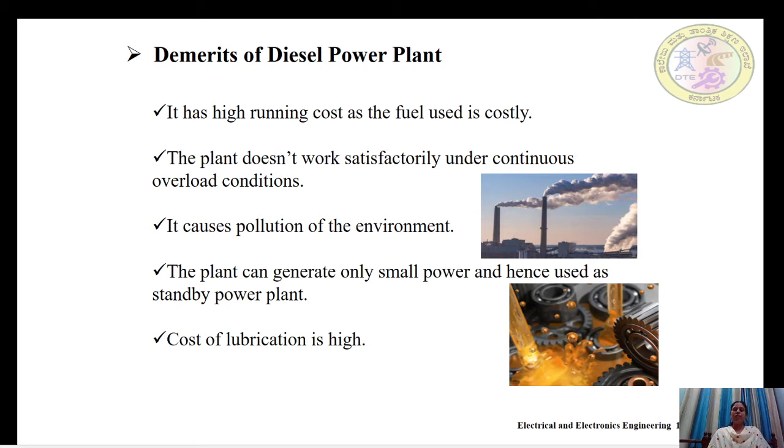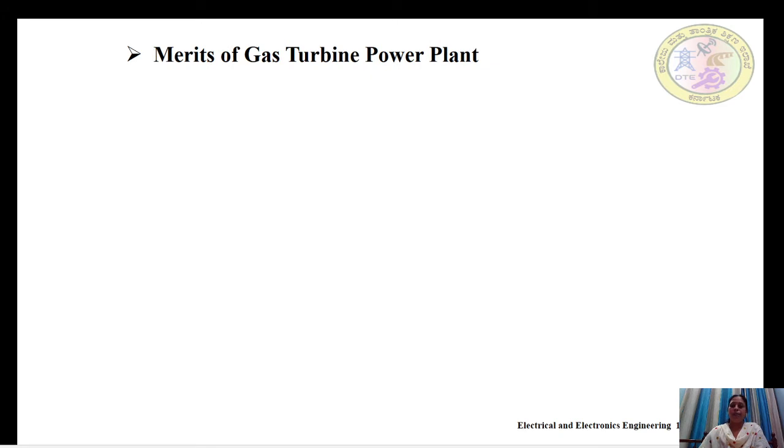Cost of lubrication is high. As we have seen in the explanation of the diesel power plant, the lubrication requirement is more in this diesel power plant. As the lubrication requirement is more, the cost of the lubrication is high. Maintenance is quite complex and costly. Both running and maintenance cost will be high in case of diesel. Running cost is more because the cost of the diesel is more, and maintenance also will be quite complex in case of diesel power plant.